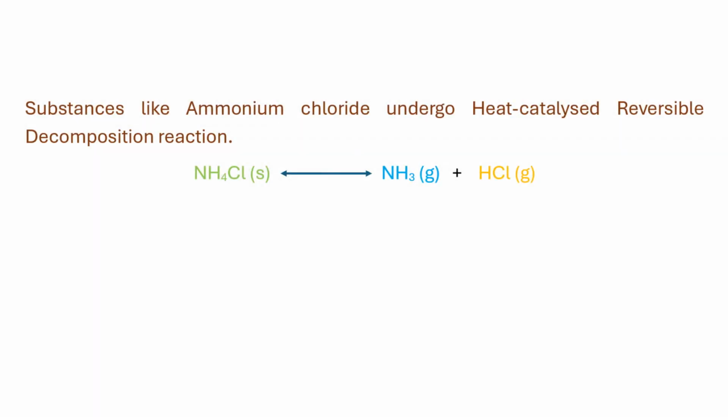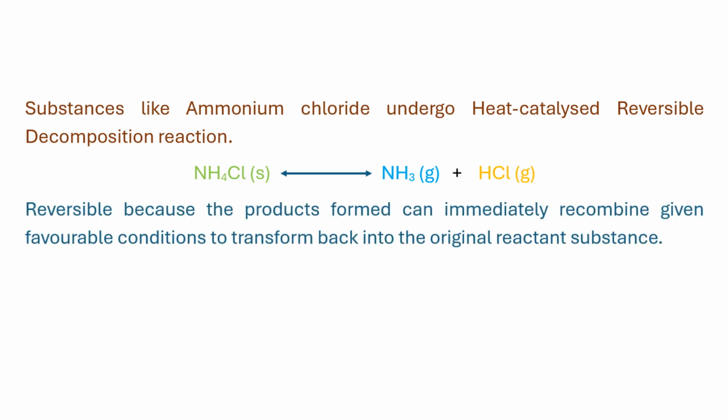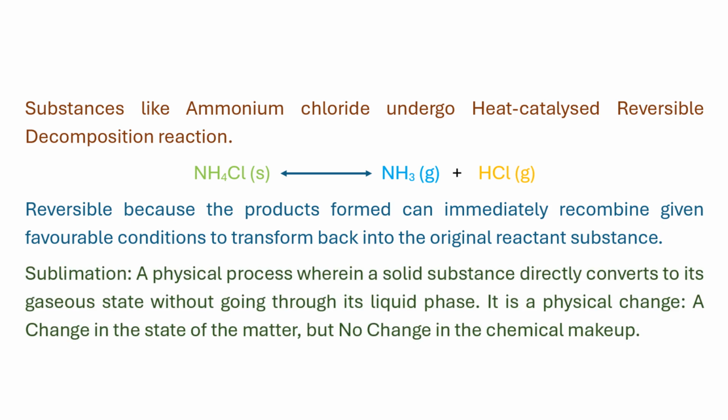As previously stated, some substances like ammonium chloride also undergo heat-catalyzed decomposition reaction. However, the products formed can immediately recombine, given favorable conditions, to transform back into the original reactant substance. So the reversible decomposition reaction of ammonium chloride can be considered as decomposition reaction coupled with combination reaction. Because of this very property, the interesting thing about the thermal decomposition of ammonium chloride is that it can also be considered as a form of physical change called sublimation, and is in fact a common classroom demonstration for the process of sublimation.